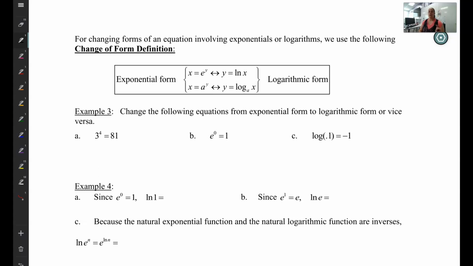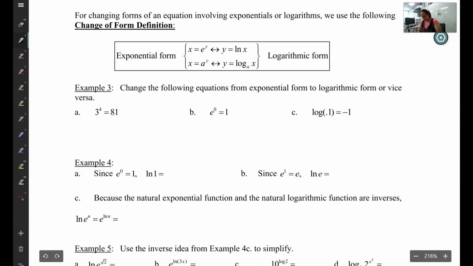For this next part, we're going to switch back and forth between logarithmic form and exponential form. This is really helpful for those of you that still struggle with logarithms, because our brain has worked with exponentials longer. So sometimes if we see a logarithm and we're like, I have no idea what that means, switch it into exponential form and it will make more sense.